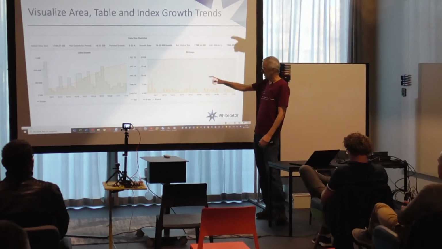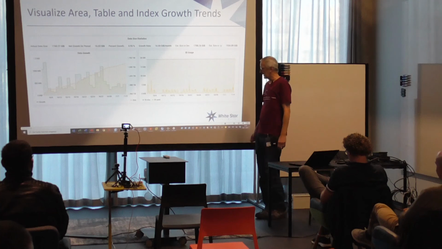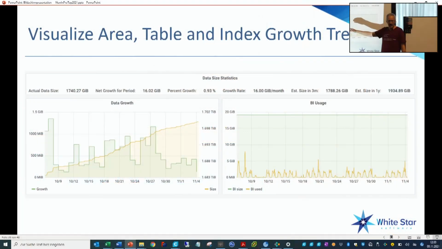And you can see both the data growth and what's going on with your BI. Now, what you want to see with BI, obviously, is that it's fairly static. You don't want to see a BI that's growing. That would be bad. But a normal pattern is for it to go up during the day, down at night, up in the day, down at night.